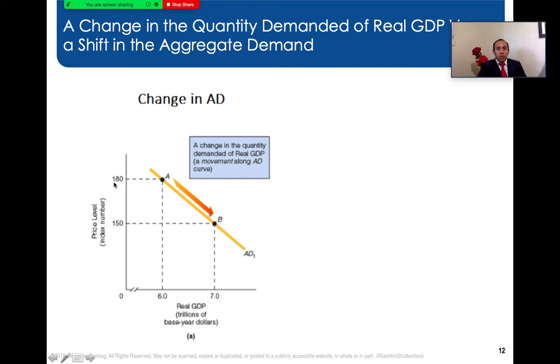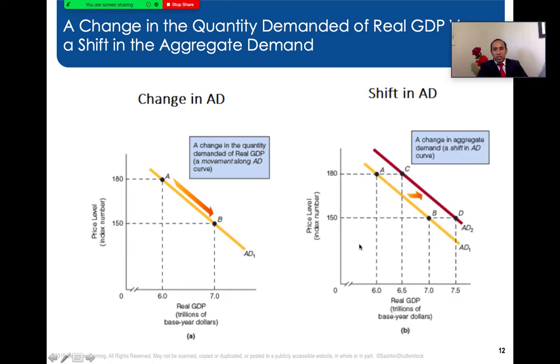So if there's a decline in the price level from 180 at point A, where we have 6 units of real GDP consumed, to 150, which is point B, there's an increase in the real GDP units consumed to 7 units. You're going from A to B, and that is basically you're moving along the aggregate demand curve, as a decrease in the price level has increased the real GDP quantity consumed.